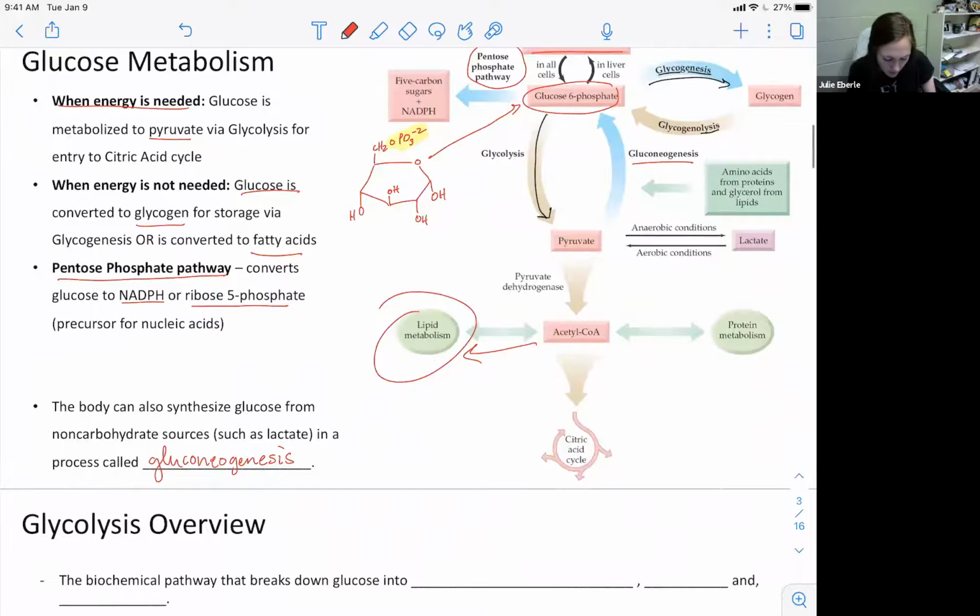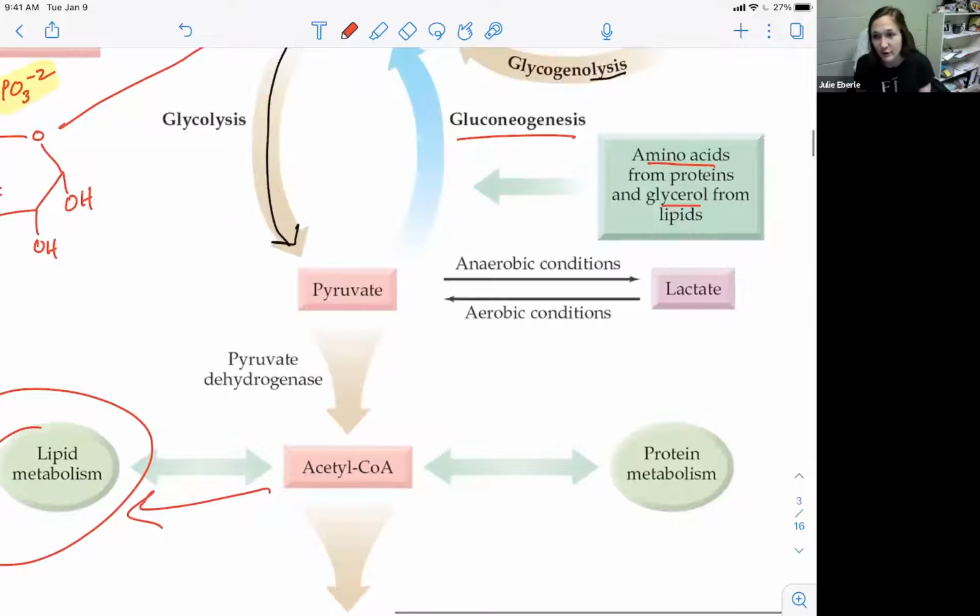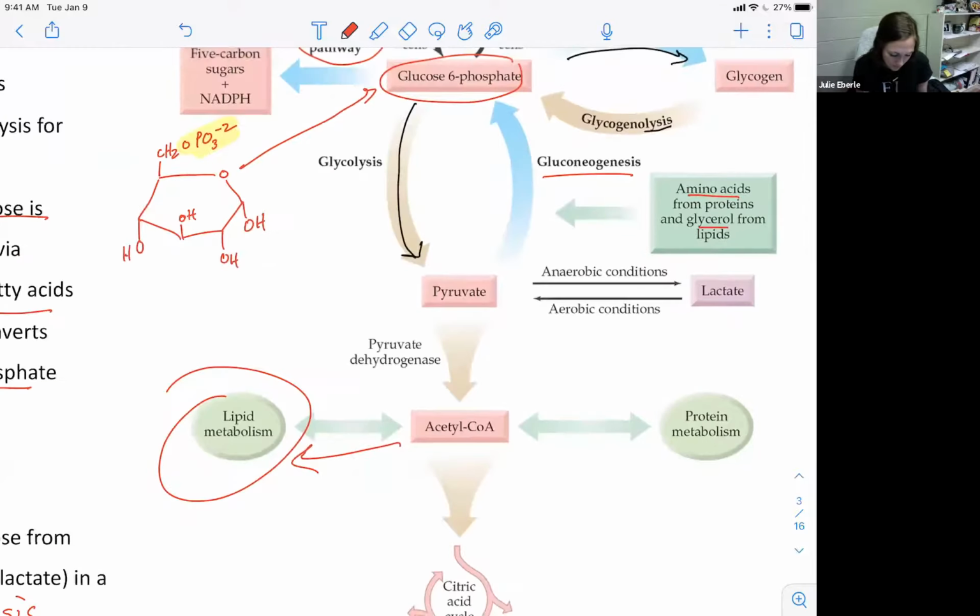All right, I want to point out that amino acids and then glycerol from lipids also can feed into gluconeogenesis. So what that means is that if our body doesn't have enough glucose, glucose is the primary preferred fuel for the brain. Brain cells have to have glucose, okay? But if our body just doesn't have enough of it, we can take other biological molecules, and we can make glucose if we're not feeding ourselves enough of it. And that's kind of a handy thing for the body to be able to do.